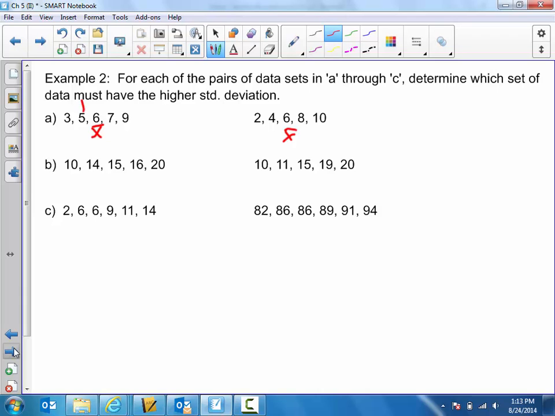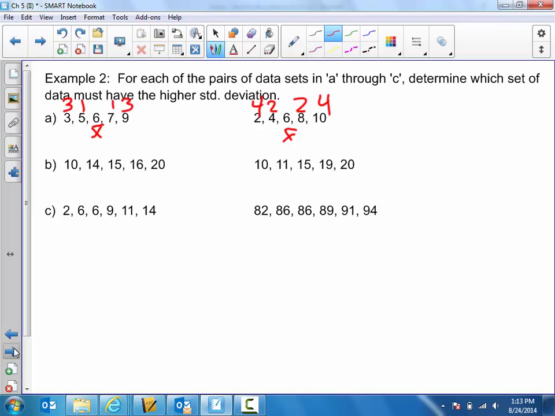So rather than calculating the standard deviation by hand, let's take note of the fact that 5 is 1 unit away from the mean, 7 is 1 unit away from the mean, 3 is 3 units away from the mean, and 9 is 3 units away from the mean, giving us some relative sense of what the standard deviation might look like. For the second data set here, X bar is 6 as well. Well, 4 and 8 are both 2 units from the mean. 2 and 10 are 4 units from the mean.